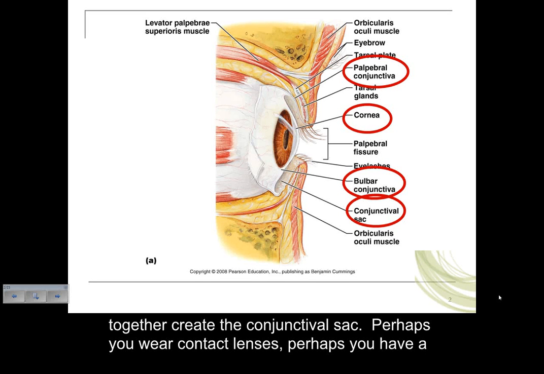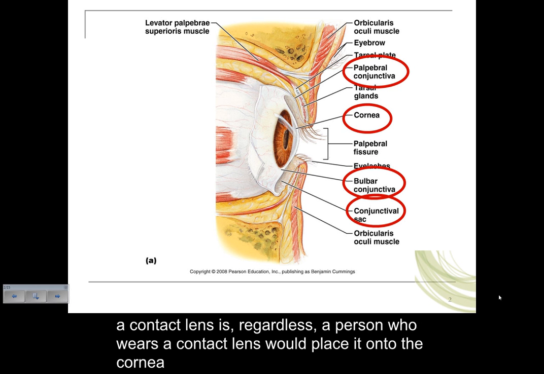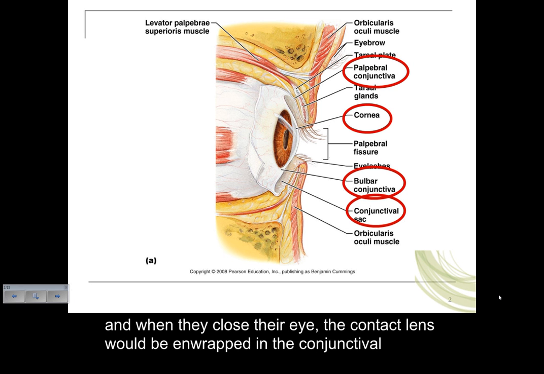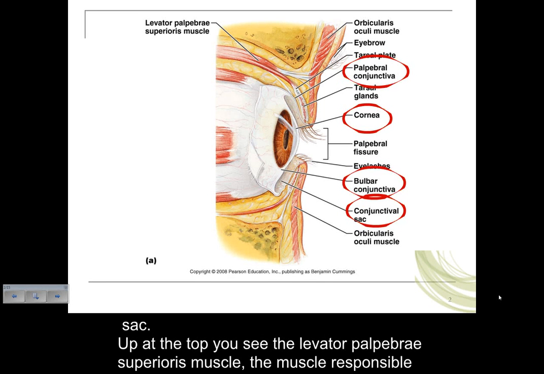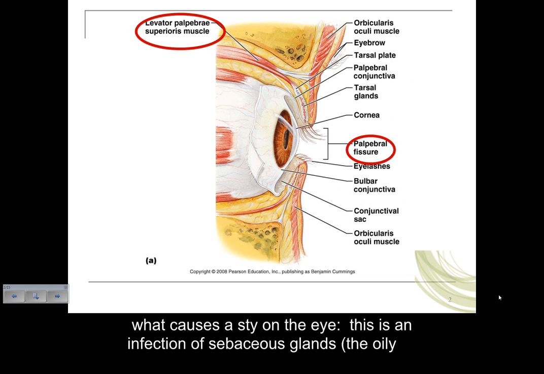Perhaps you wear contact lenses. Perhaps you have a friend who wears contact lenses. Perhaps you've seen a contact lens. Maybe you only know what a contact lens is. Regardless, a person who wears a contact lens would place it onto the cornea, and when they close their eye, the contact lens would be enwrapped in the conjunctival sac. Up at the top, you see the levator palpebrae superioris muscle, the muscle responsible for opening your eyelid so you can see through the palpebral fissure.